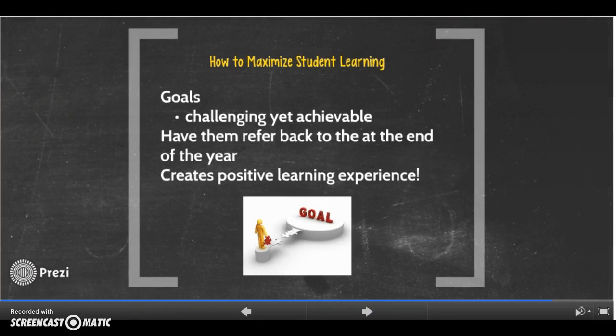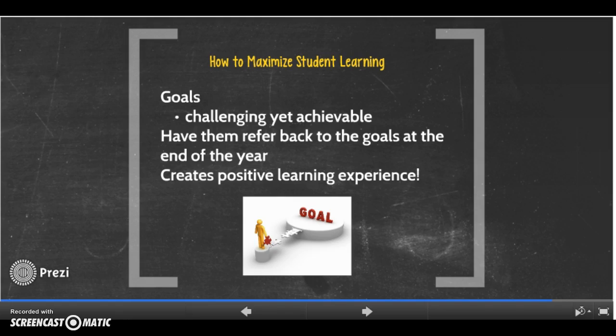How to maximize student learning. This is a very important aspect of your classroom. You need to have your students make goals at the beginning of the year. You want them to come up with about 5 to 7 goals that are challenging yet achievable. You want to have them refer back to the goals at the end of the school year.